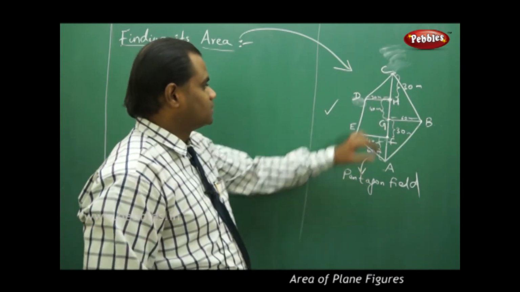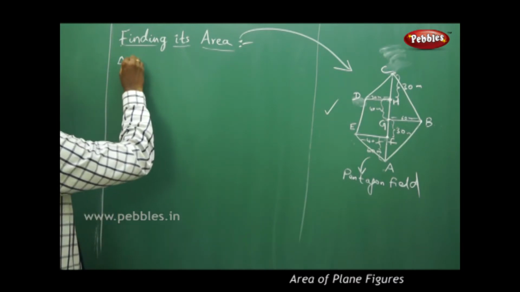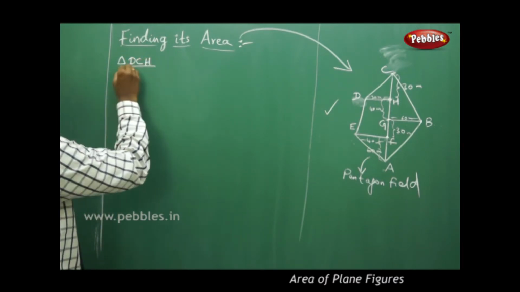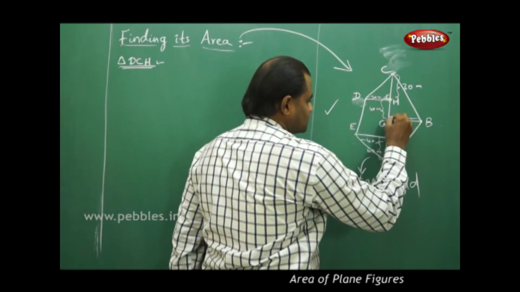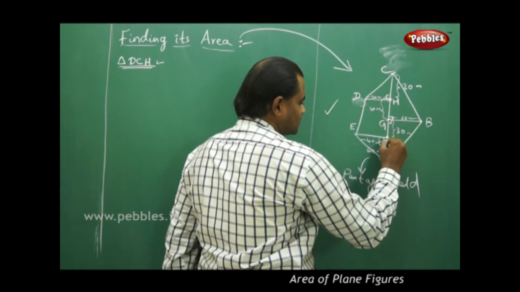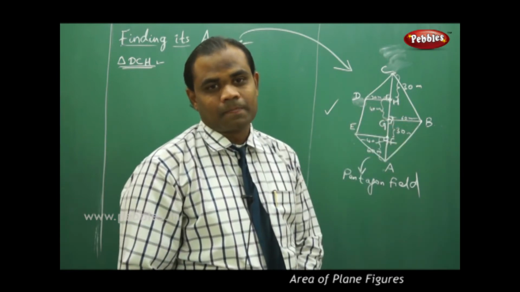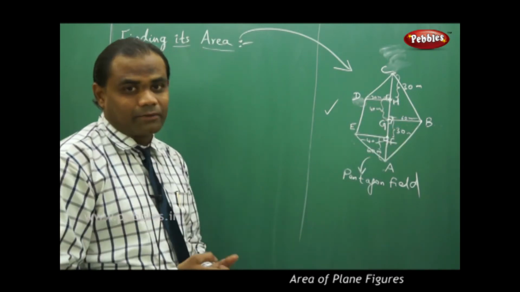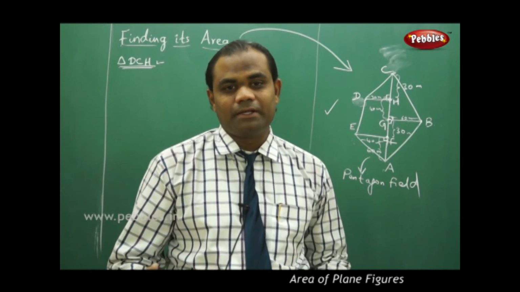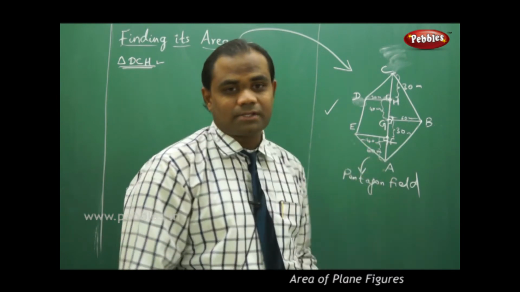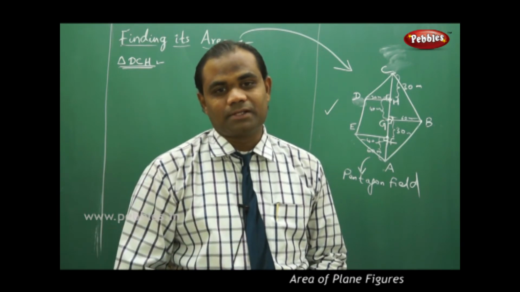So let me start with the triangle DCH. Coming to triangle DCH, I find that this is a right angle triangle, because this would obviously be 90 degrees. This also is a right angle triangle, this also and this also. Hence, all the four triangles inside the field are right angle triangles. So keeping in mind the right angle triangle property, we know that the area of a right angle triangle or any triangle is half into base into height, and the area of a trapezium is half H into A plus B, where A and B are the dimensions of the parallel sides.